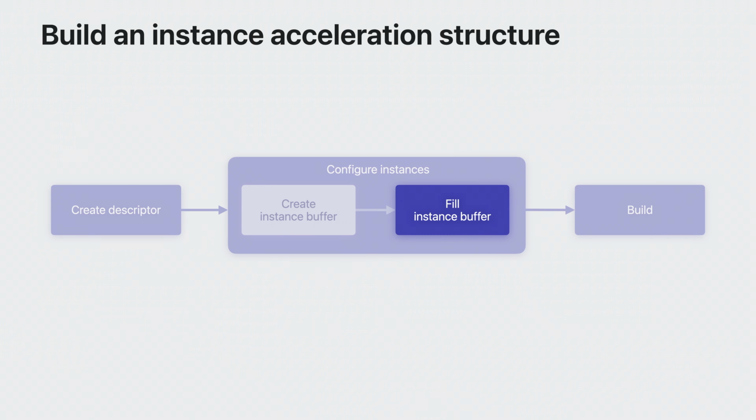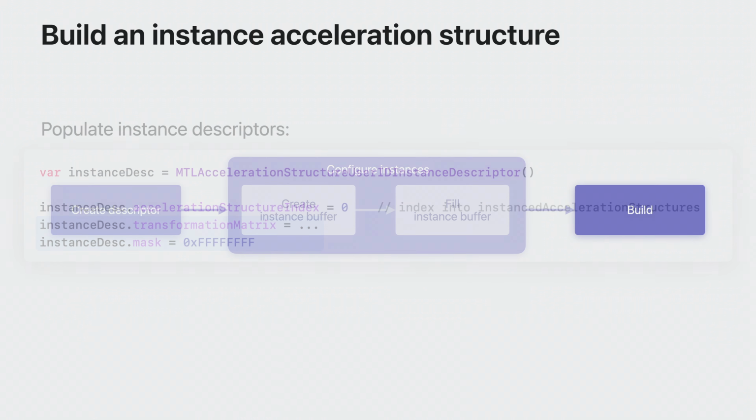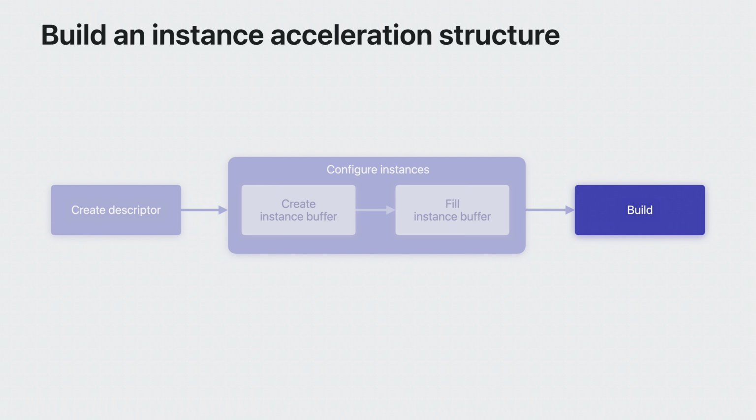Next, you will fill the instance buffer with information about all of the instances in the acceleration structure. For each instance, create a descriptor and specify the acceleration structure that this instance refers to. You will identify the acceleration structure with an index into the array that you set on the instance acceleration structure descriptor. Each instance also has a transformation matrix, visibility mask, and other properties depending on which type of instance descriptor you are using.